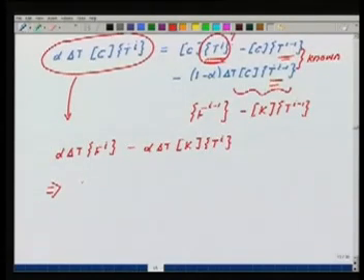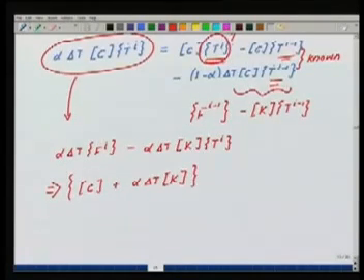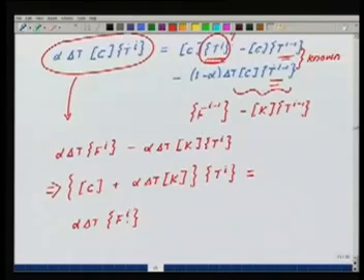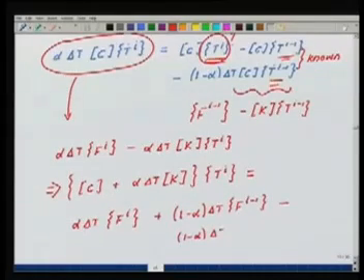So we will have C plus alpha delta T K, operating on Ti, is equal to alpha delta T Fi, plus 1 minus alpha delta T Fi minus 1, minus 1 minus alpha delta T K into T I minus 1.